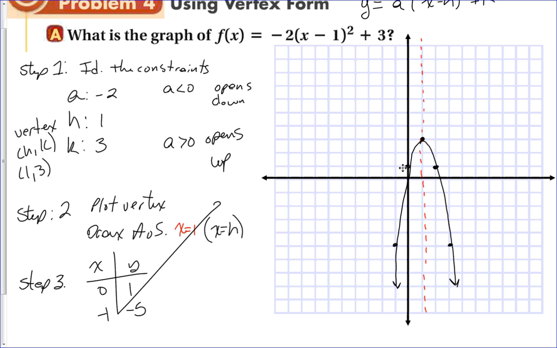Now, we really only need to get 2 points on this side because we know those points are mirrored to the other side. So we put in 0 and we got out 1. We put in -1, got out -5. And then we just simply mirrored those across our axis of symmetry. Then you connect all the points using a smooth curve.